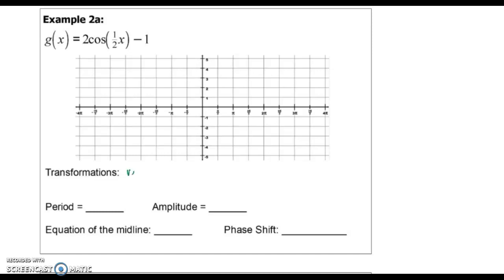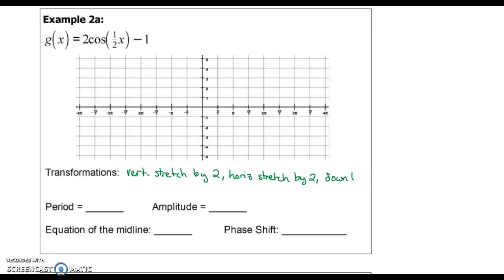So there is a vertical stretch by 2. That's the 2 on the outside. There is a horizontal stretch by 1/2. So that's going to affect our period. I'm sorry, stretch by 2 because we have to do the reciprocal. And then there's a vertical translation down 1. Okay, so let's start looking at what that does.